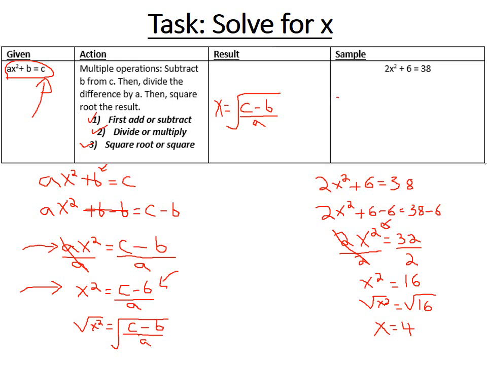Again, to see if you're right, you can simply put the 4 into the x of the equation, so 2 times 4 squared. Notice I'm just replacing the x that was here by 4, and then plus 6. So let's see if we can actually get 38. So that's going to be equal to 2 times 4 squared. So 4 squared is 16.